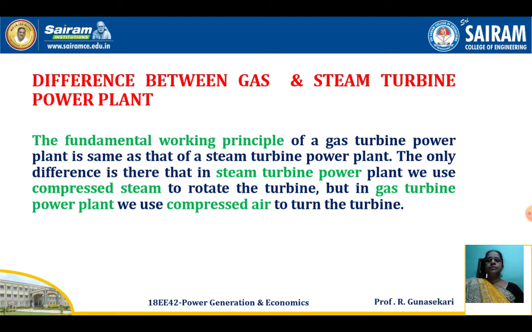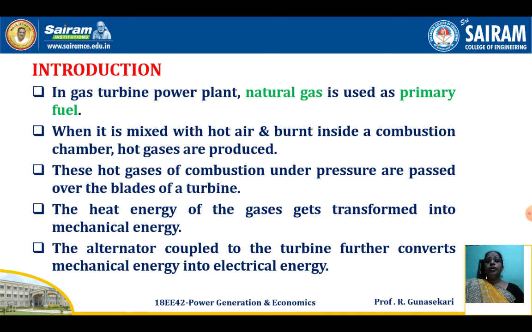In a steam turbine power plant, what are we using? Compressed steam only is used to rotate the steam turbine. But in a gas turbine power plant, compressed air only is used to rotate the gas turbine. Now we have studied the introduction to the gas turbine power plant.